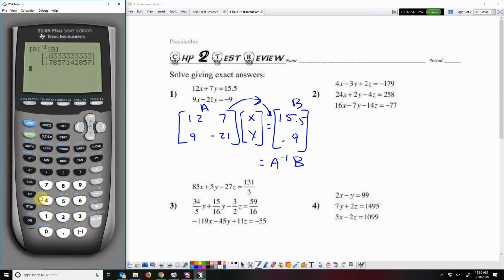Okay, so I get those decimals. I'm going to go math, enter, enter, and get fractions. So 5/6 and 11/14 are my x and y values.